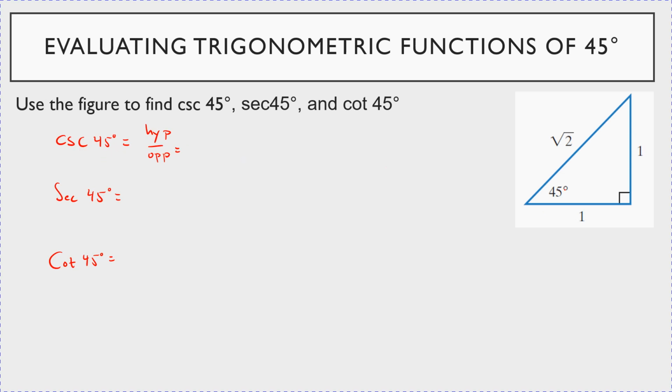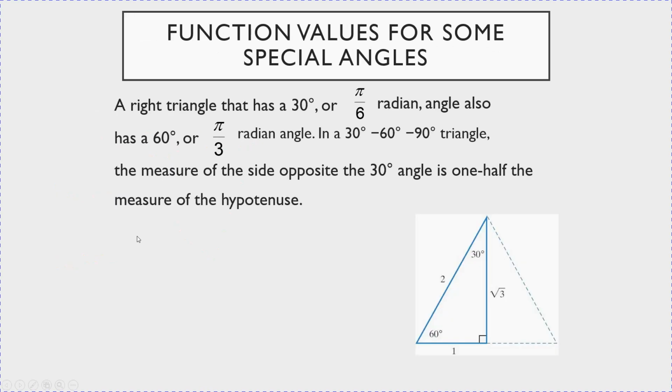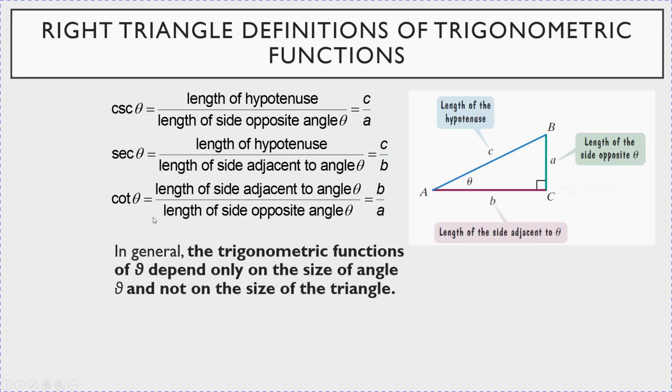Well, look here. Here's 45 degrees. Okay, the hypotenuse is the square root of 2, and the opposite side is just 1. So look, cosine of 45 degrees is just going to be the square root of 2. All right, secant, looking back at how this is defined. Secant is hypotenuse over adjacent.